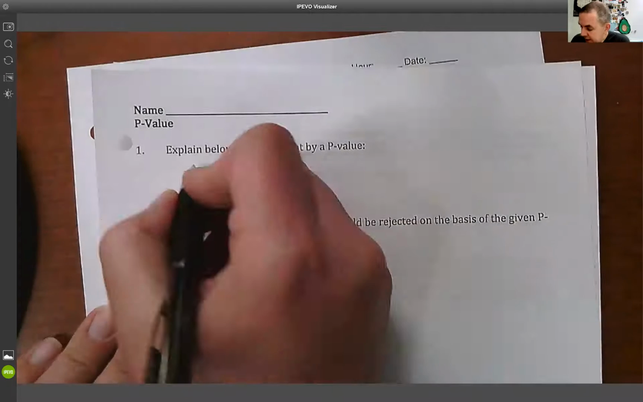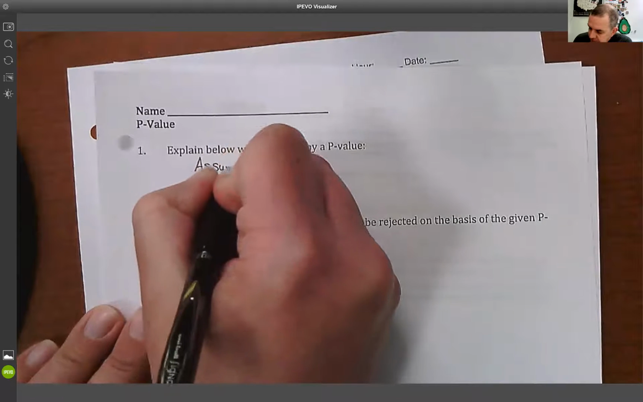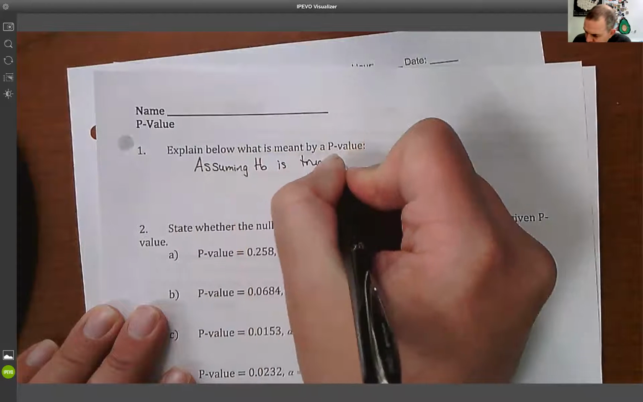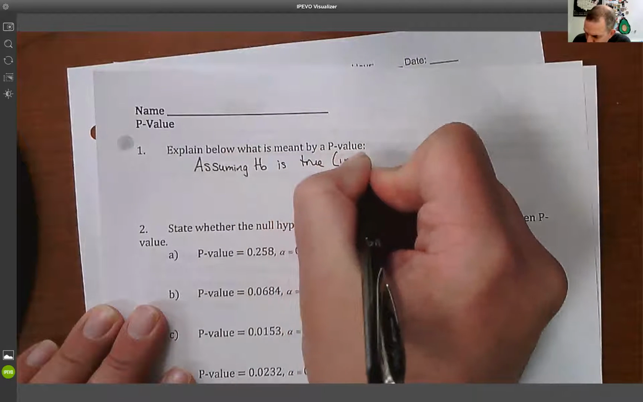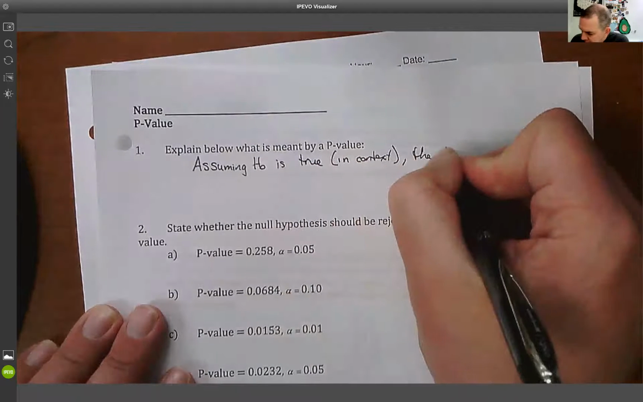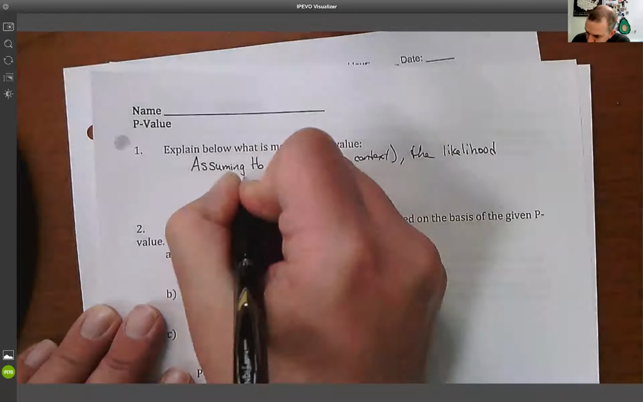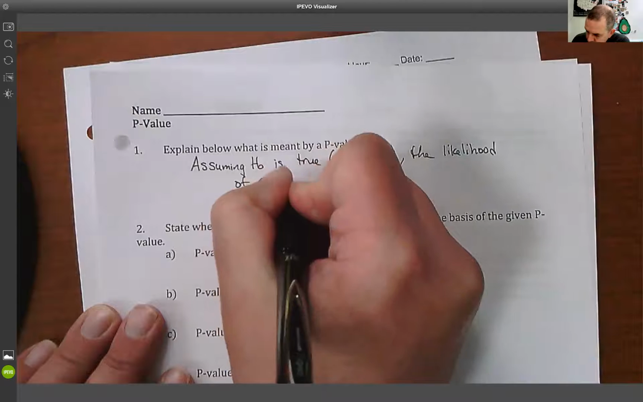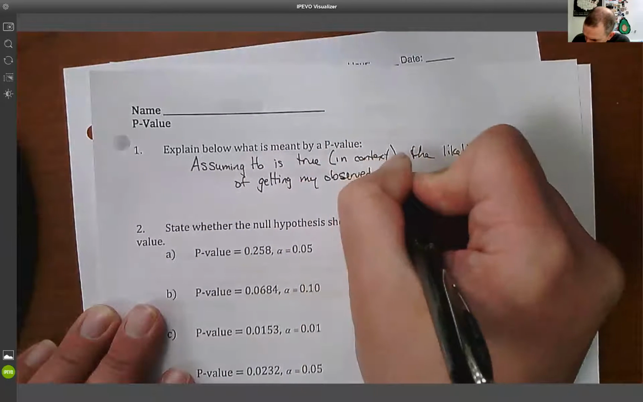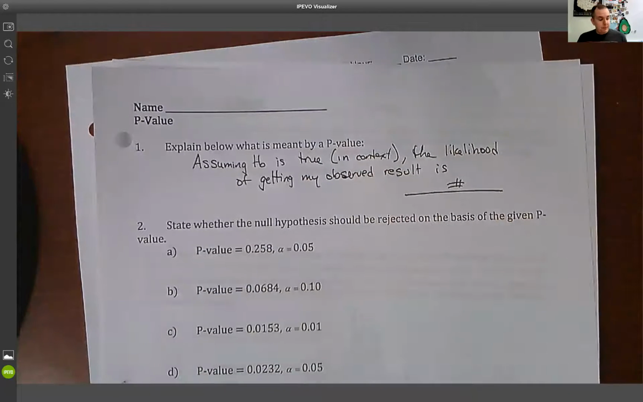Definition of a p-value, again, this is one of those that's good to have in your hip pocket. Assuming that our null hypothesis is true, and we want to put that in context. So we want to make sure we talk about the context of the problem we're dealing with. The likelihood, the probability, the chances of getting my observed result is, and you're going to put whatever that p-value number is.